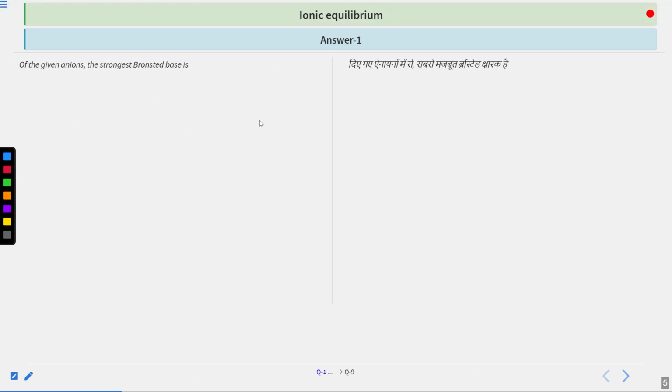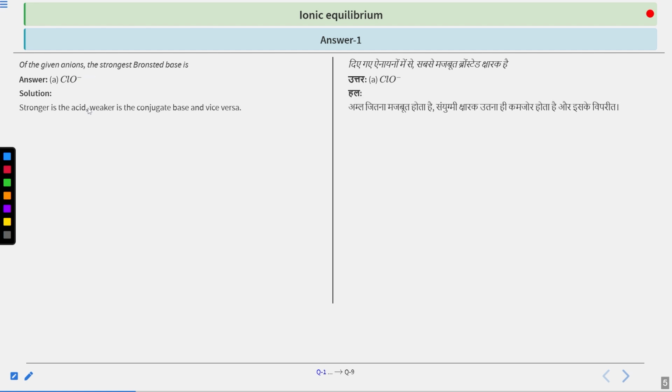So, you are given a list of anions and you have to say which one is the strongest Bronsted base among all. The correct answer will be A, which is ClO minus. To find the strongest base, you have to find which one is the weakest conjugate acid. The statement goes like this: stronger is the acid, weaker is the conjugate base, and the vice versa is also true. That means weaker is the acid and stronger is the conjugate base. Clear? Okay.